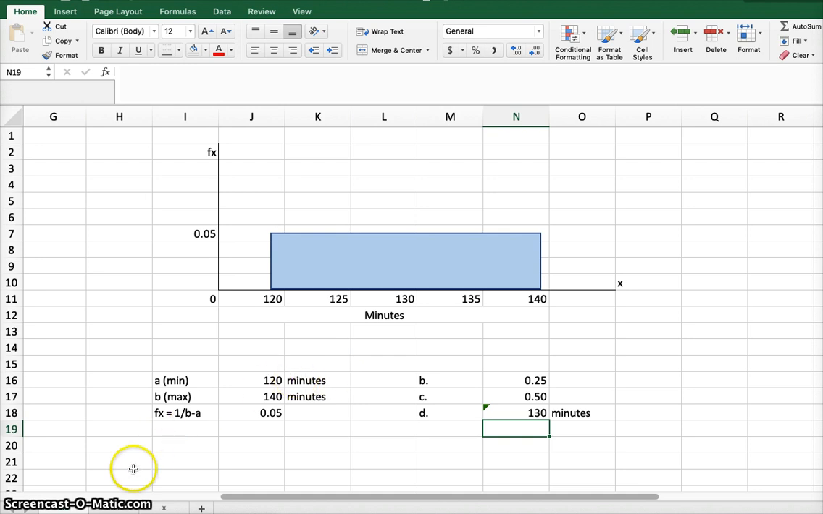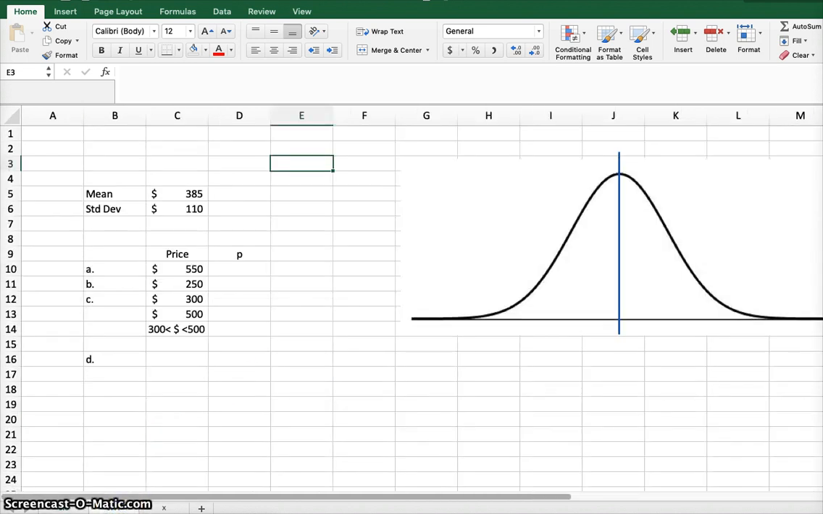Now let's look at problem 6.17. So 6.17, again, I've got a normal curve here, a normal distribution, normal probability distribution. And this vertical line in the middle is the mean. So let's look at the problem. It's problem 17. Let me find it real quick.